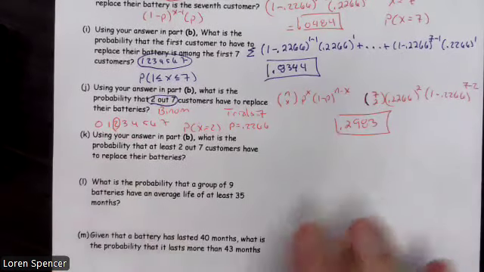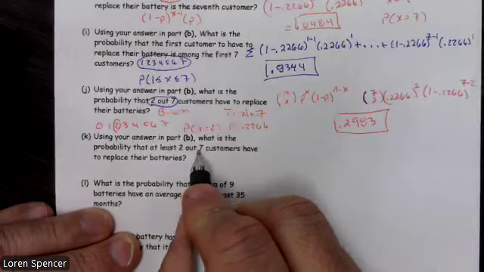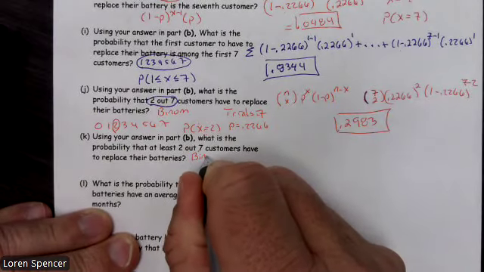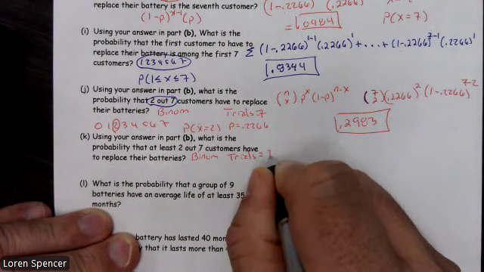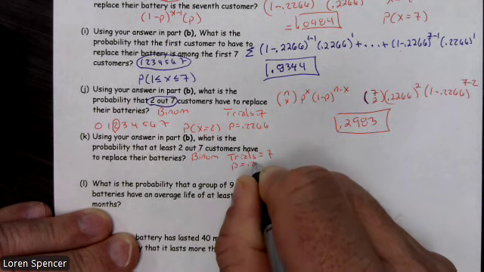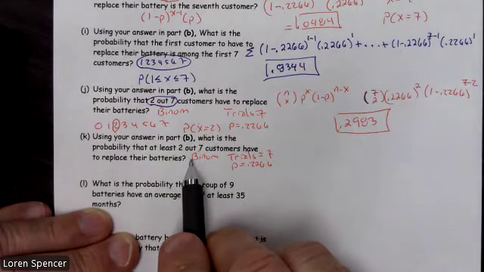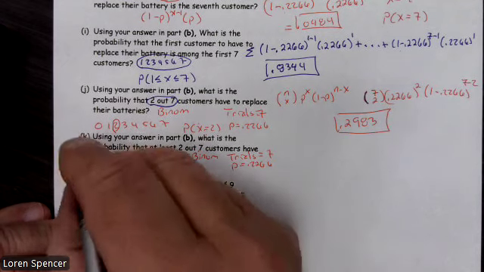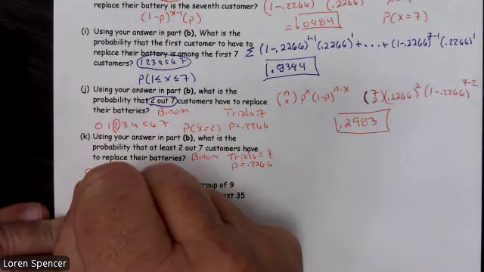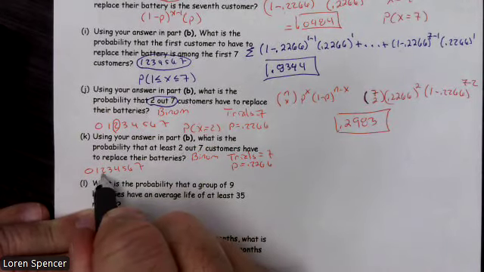The next one, using your answer in part B, what's the probability that at least 2 out of 7 customers have to replace their battery? All right, we have to be careful with this. First off, we have a group size, so this tells me this is a binomial. And in this case, we also have trials of 7. We know our probability is 0.2266. Our X value is interesting. Our X value in this case is going to be the entire group. So let's make our number line: 0, 1, 2, 3, 4, 5, 6, 7. We have a group of 7. And really, it says at least 2. So we're looking for that group.